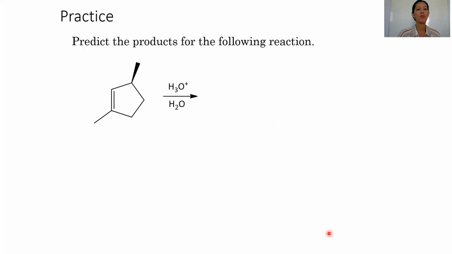Let's practice this before we move to the next topic. So go ahead and pause and predict the products for this one.